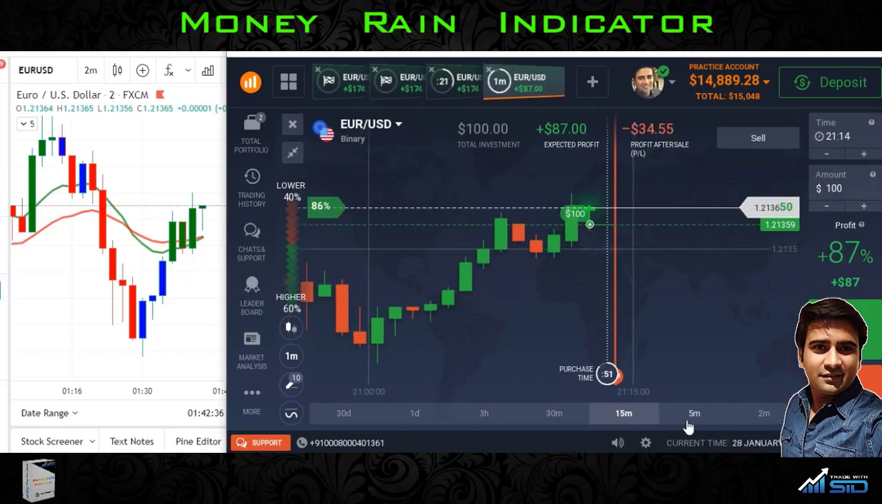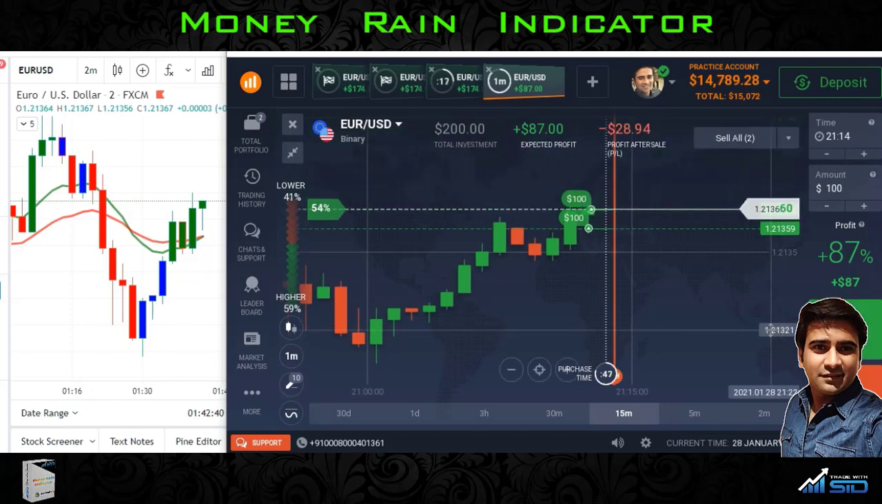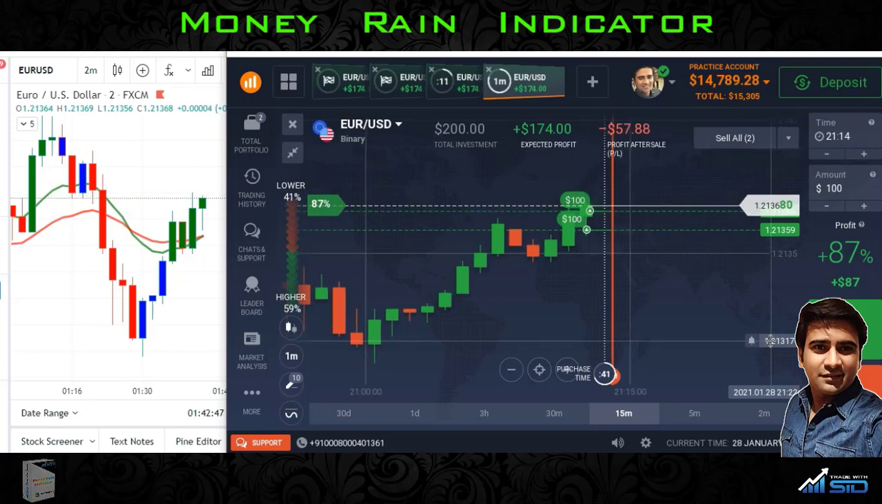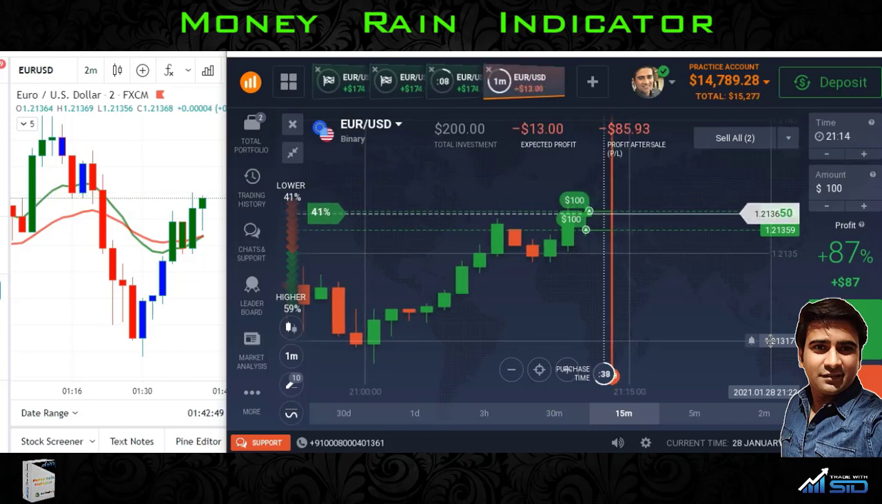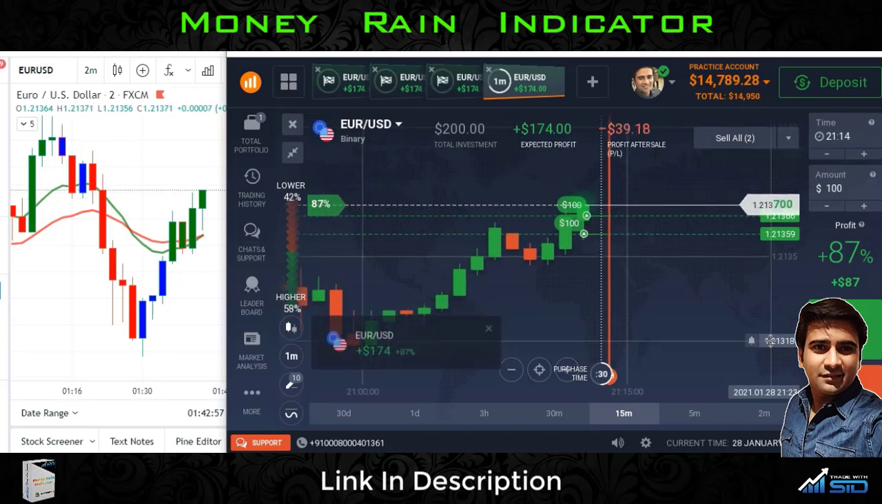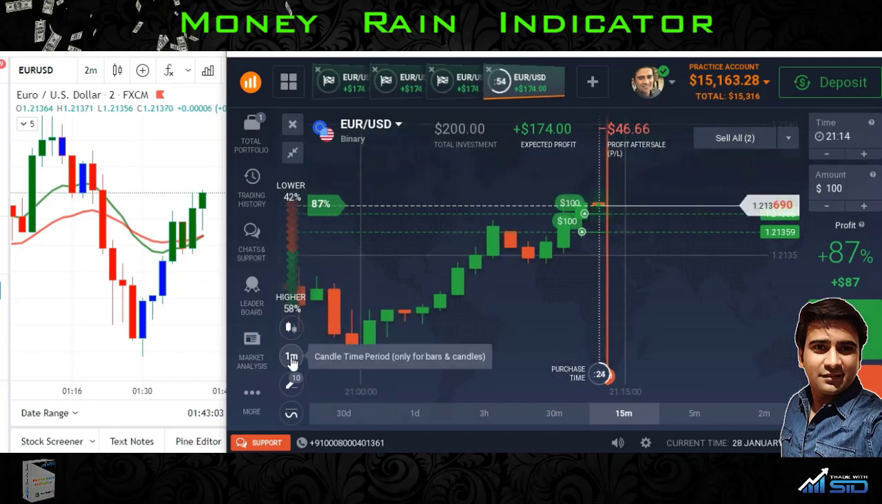So guys, I take a trade when I feel very confident of upward movement. Here I have taken another one. Just see, guys, how many ITMs with this indicator. That's why I call this the Money Rain indicator. This is an amazing indicator. All you need is to understand a bit of price rejection and keep your eyes on this indicator on a smaller time frame. Guys, you can see how many ITMs, right?